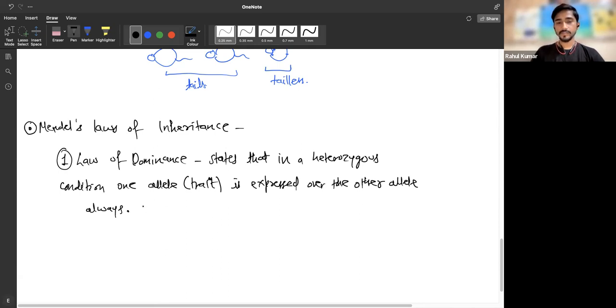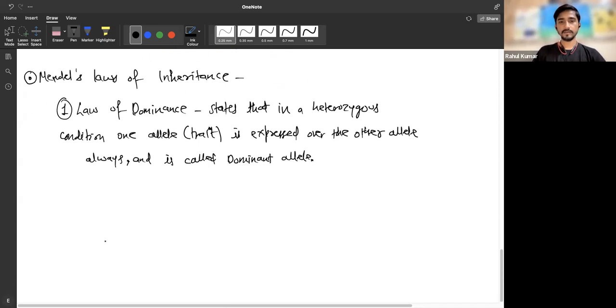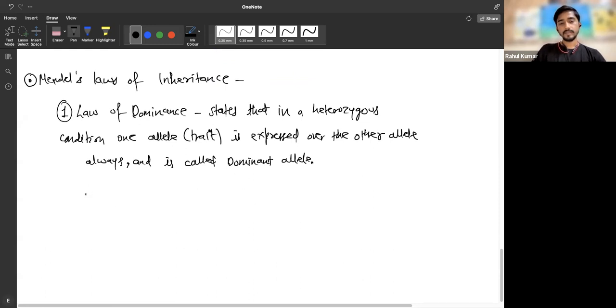The other allele which is not expressed is known as recessive allele, and the expressed one is called dominant allele. For example, the character for height has two alleles. One is capital T, giving rise to tall trait, and one is small t, giving rise to dwarf trait. Is it clear, everyone?